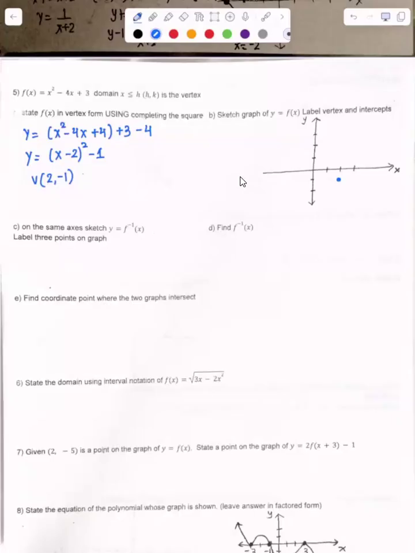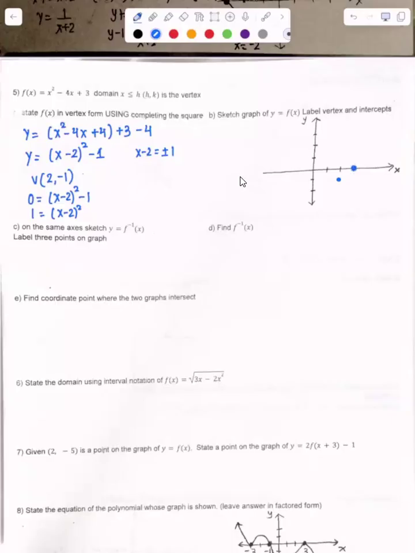Okay, and so sketch the graph. So let's find the intercepts. So x-intercept is at y equals 0. Add the 1 to the other side. Take the square root. Square root of 1 is 1. So x minus 2 equals plus or minus 1. Okay, so 1 plus 2 is 3.